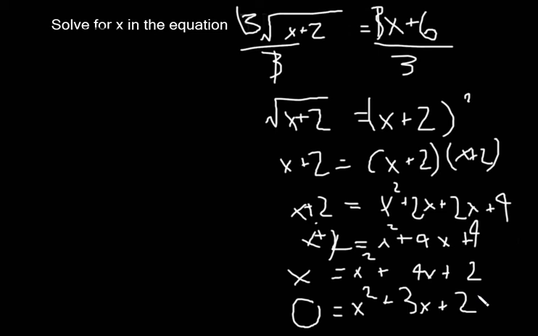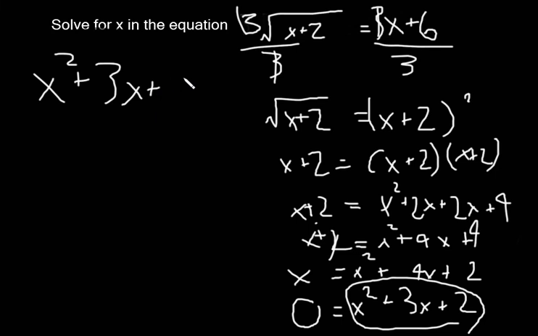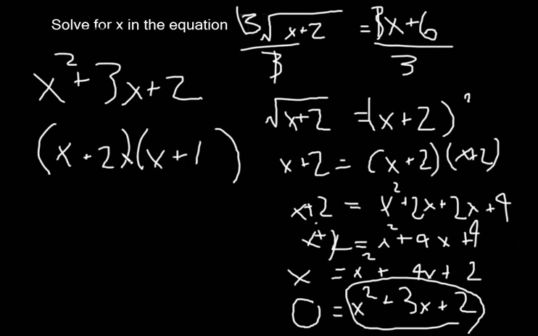Now all we have to do is factor this to find our solution. So x squared plus 3x plus 2. We have 2 here, and let's find 2 factors of 2 that add up to 3. Well, that's pretty simple. The factors of 2 are 1 and 2, because 2 is a prime number, and 2 plus 1 is 3. So we have x plus 2 as our first factor, and our second factor is x plus 1. 2 plus 1 is 3.